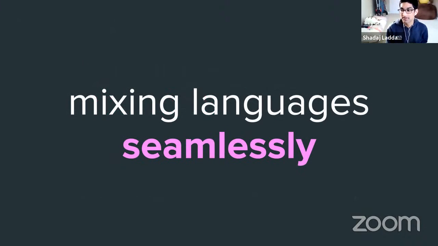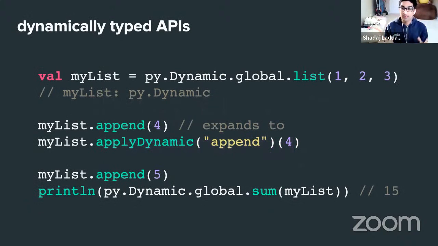Next, let's talk about how we mix these two languages seamlessly. So at the top level, you start with dynamically typed APIs. Just like Scala.js has js.dynamic, we have py.dynamic. The reason we offer this dynamically typed API is it makes it really easy to get up and running with your favorite Python libraries. You don't have to go through all the effort of defining static types. You can just get started right away. So we can create things like a list, and we use the regular Scala.dynamic to handle calls out to Python.